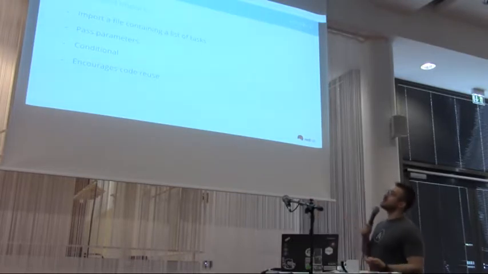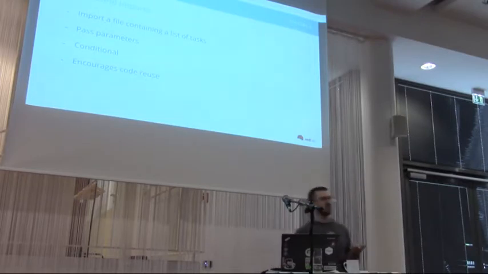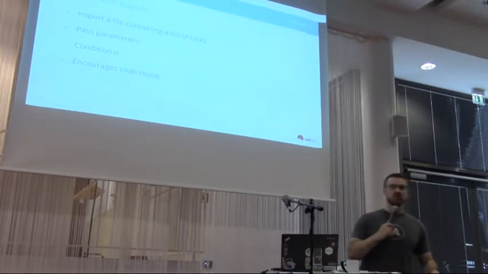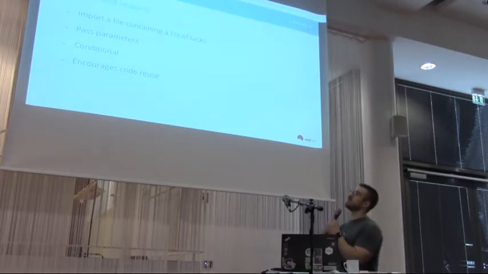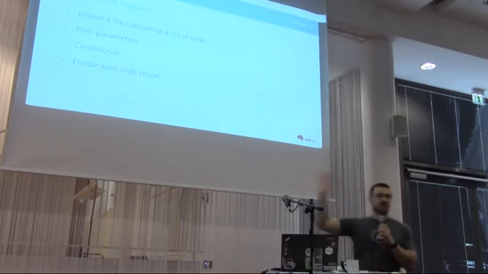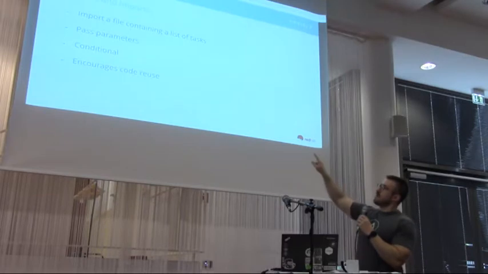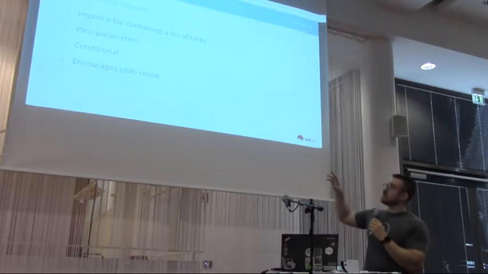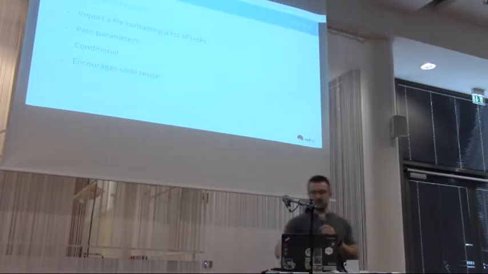So, includes and imports. Let's say that we wanted to define a set of tasks and reuse it over and over again, and we didn't want to have to rewrite it or copy and paste it around to all of our playbooks. What we can do is use includes and imports. You can import a file containing a list of tasks, commonly known as a task list or a task file. You can pass it parameters. You can include conditionally, and the idea is to encourage code reuse.